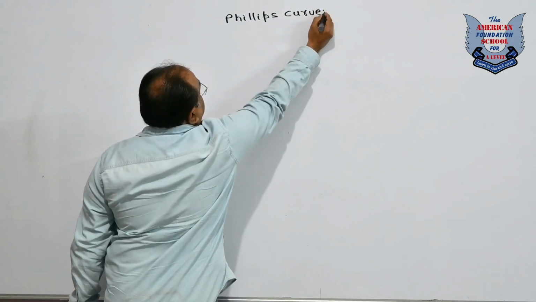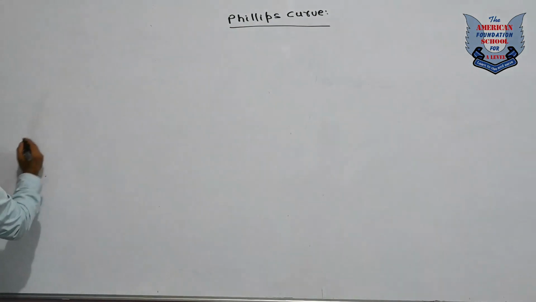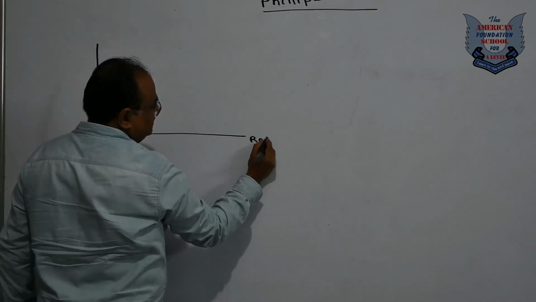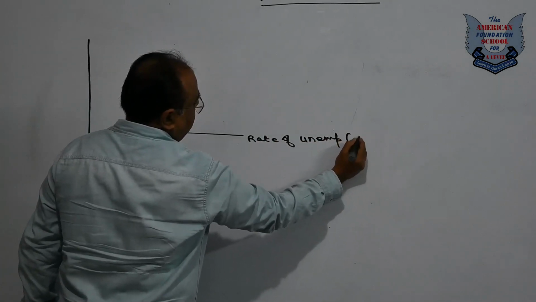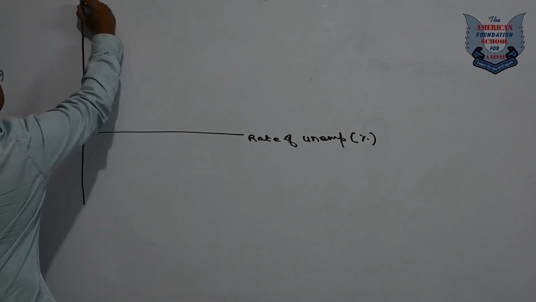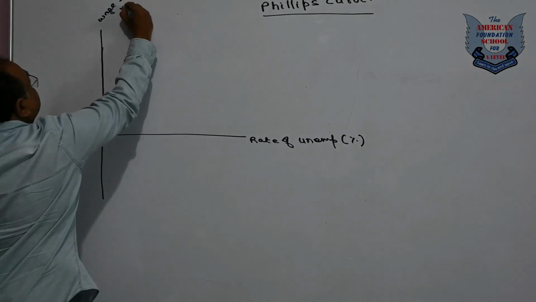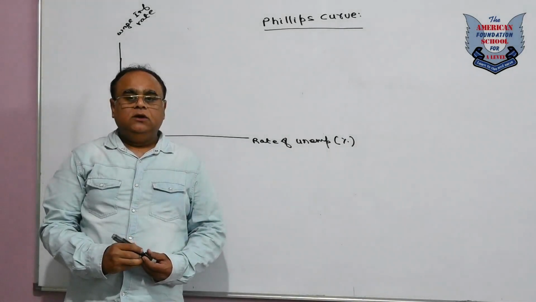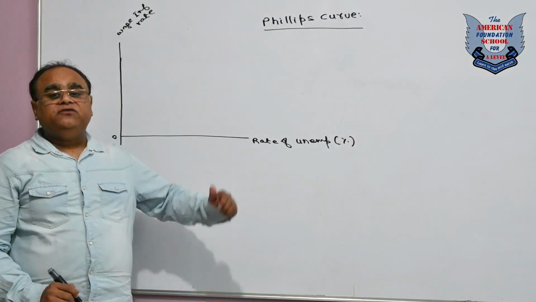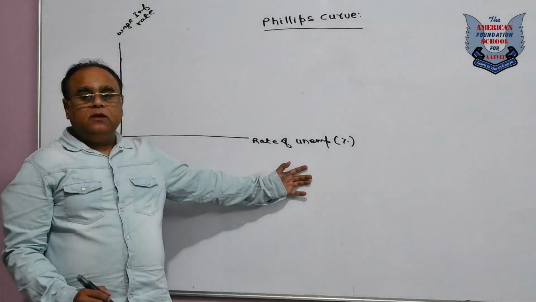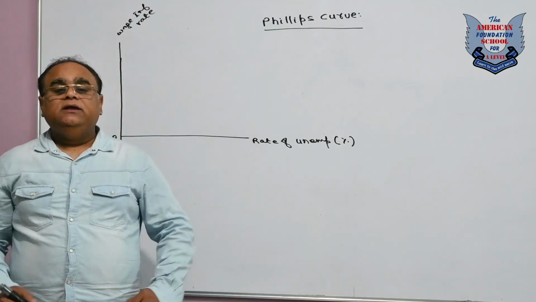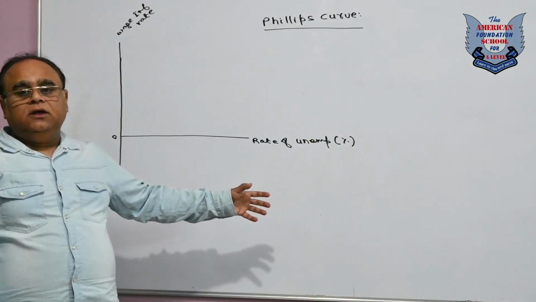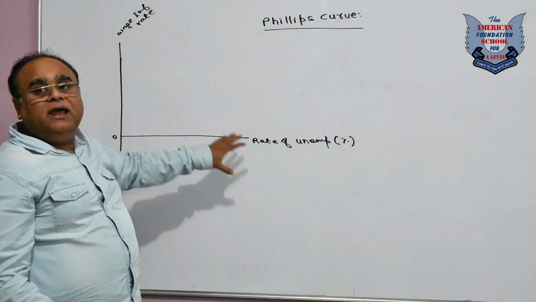Phillips curve, I'm drawing a diagram directly. On the x-axis there is rate of unemployment percent, and on the y-axis we have wage inflation rate, and this is 0. Mind that the actual Phillips curve was drawn to show the relationship between the wage inflation rate and the unemployment rate. Usually the Phillips curve is famous for showing the relationship between inflation rate and unemployment rate, but the actual Phillips curve, which was drawn first by Phillips himself, was showing the relationship between the wage inflation rate and unemployment rate.